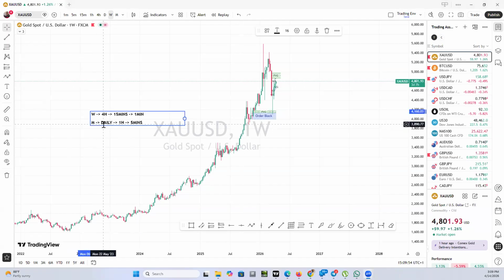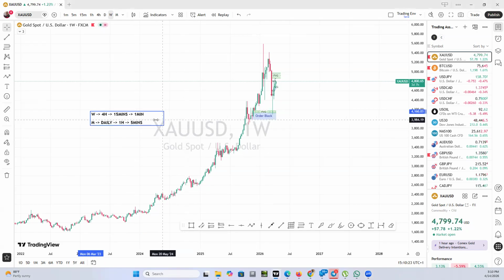But there is a situation whereby I will get a clear structure from maybe daily time frame. So put it in your mind, from that daily time frame, I'm going to drop to 1 hour. And from 1 hour, I'm going to drop to 5 minutes. So this is how my time frame alignment is. I don't want any one of you to be confused.